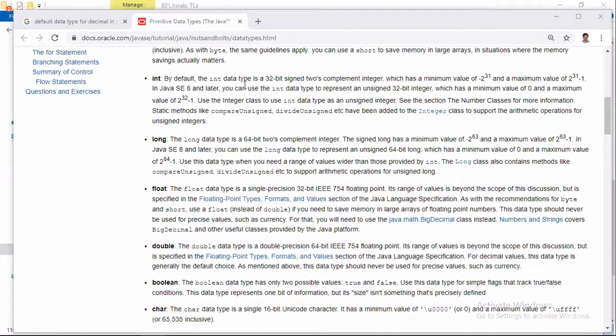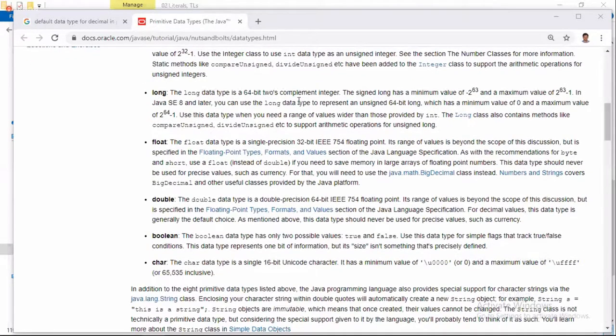Okay, int: by default the int data type is a 32-bit signed integer. The int data type can also represent an unsigned 32-bit integer, which has a minimum value of 0 and a maximum value of 2^32 minus 1. See the Number classes section for more information. Comparisons. The float data type is single precision. Float.